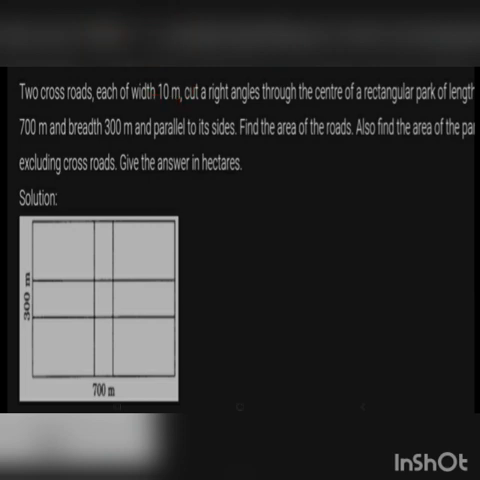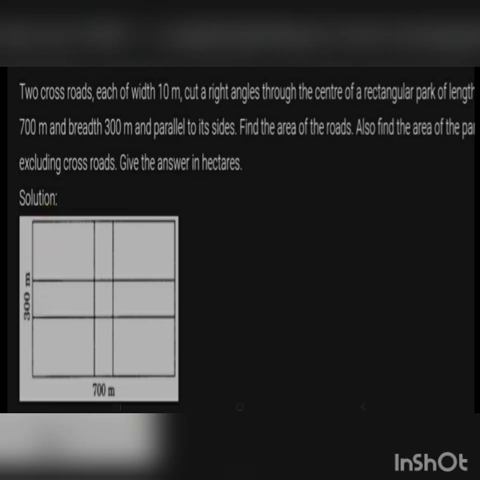That means two crossroads means the roads are crossing. So this is one road and this is the other road. Now it is going through the center of a rectangular park. This shape is a park, and that park's length and breadth are given as 700 meter and 300 meter. So this is 700 meter and the breadth is 300 meter.